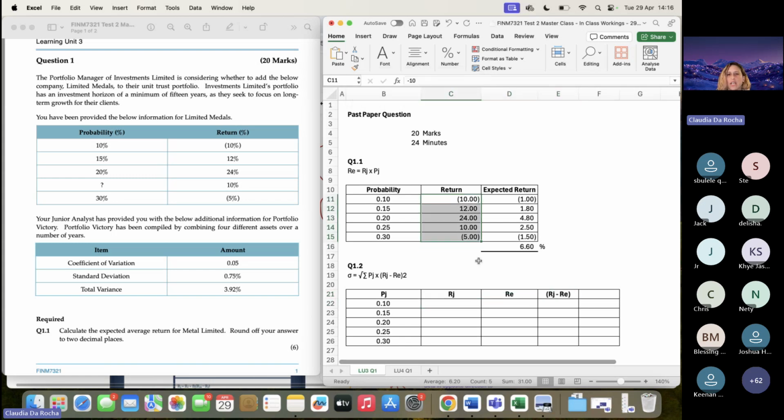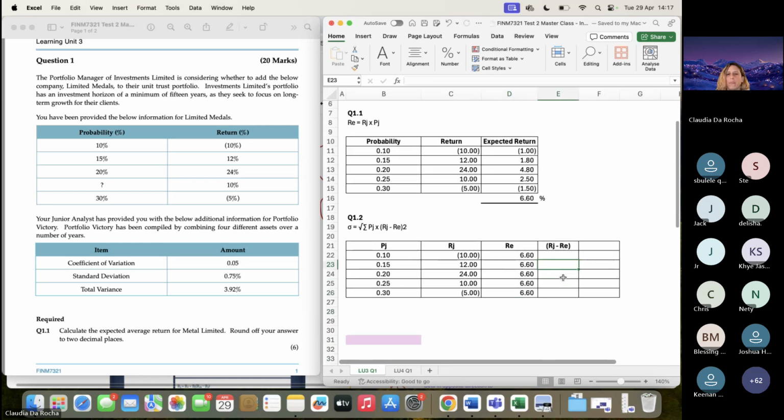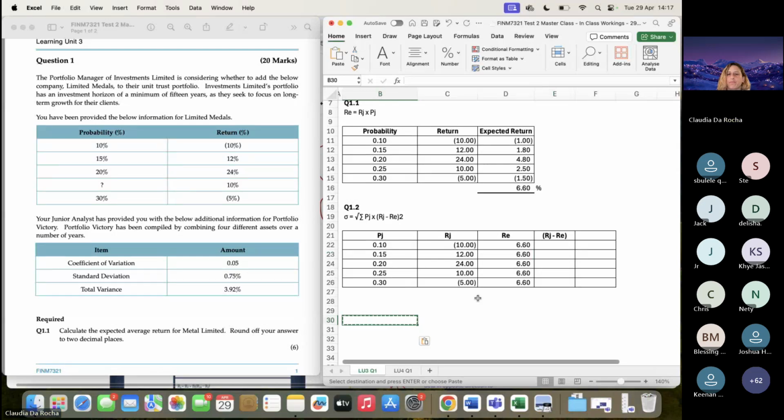So here it's the same. It's my return of each of my assets. My RE, however, is this answer. Okay, so my RE is this answer. And then this, I'm going to include the square root, is going to be this one minus that. I must make sure that I show 2 decimal places, because that's what the question asked me.